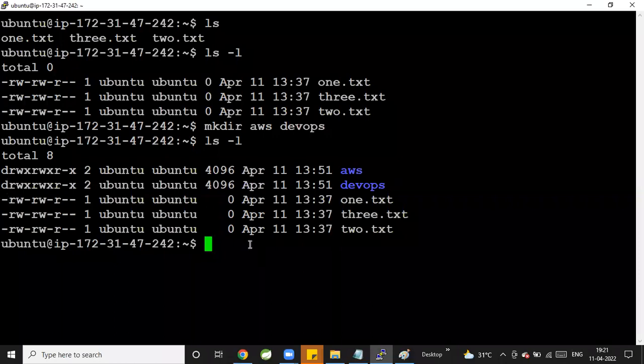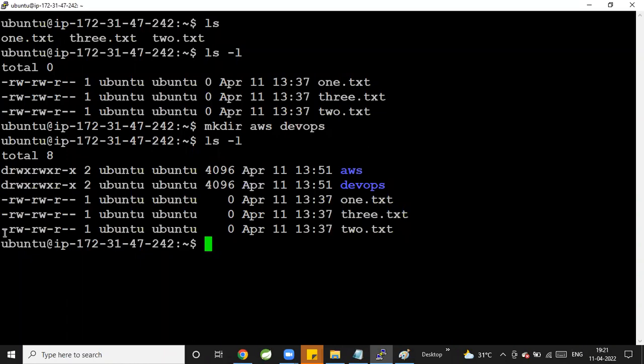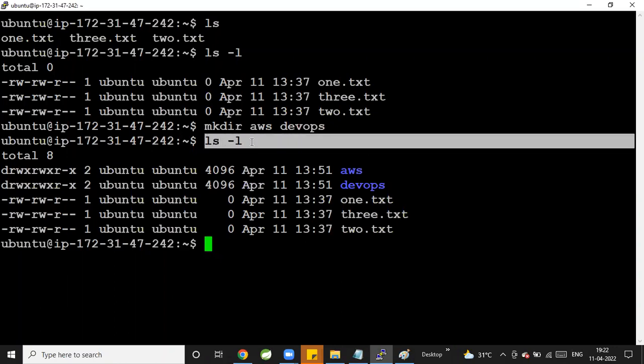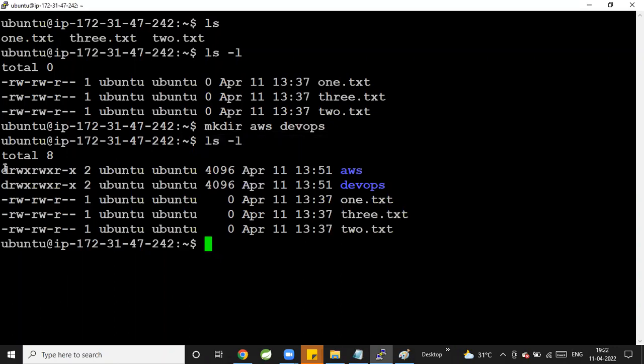So can I say in the present working directory, I have files and directories? Yes, we have both files and directories in the present working directory. A directory starts with d and a file starts with a hyphen. So the first character represents the type of the file whenever you go for long listing.